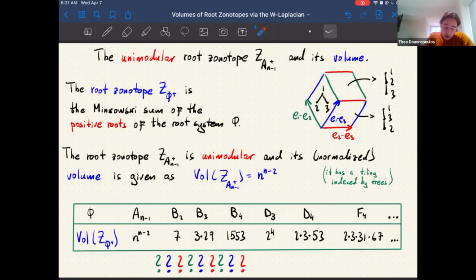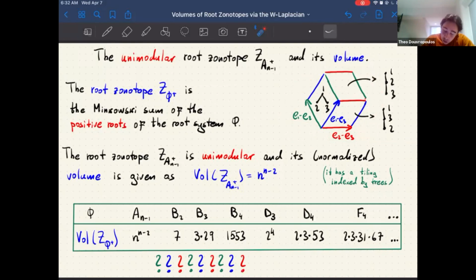All right, so the root zonotope, the zonotope for a collection of vectors, or in this case for a collection of roots that come from a Weyl group, is defined as the Minkowski sum of those vectors. In my case, the root zonotope is defined as the Minkowski sum of the positive roots of a root system. What I've drawn right here is the root zonotope for A2, for the symmetric group S3, with my natural selection of positive roots, and this is the tiling of the zonotope.